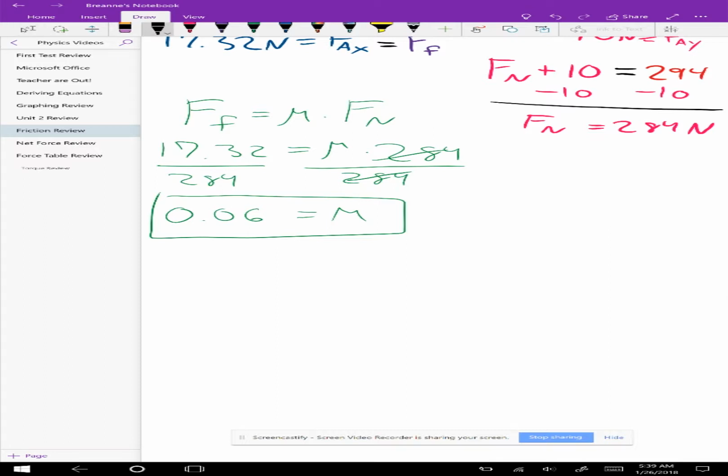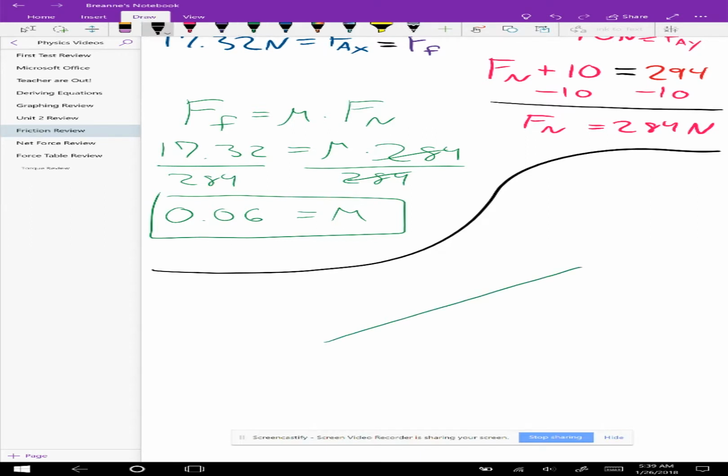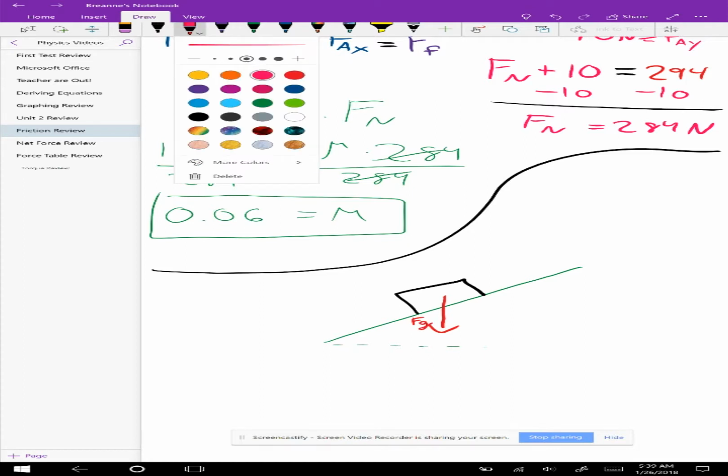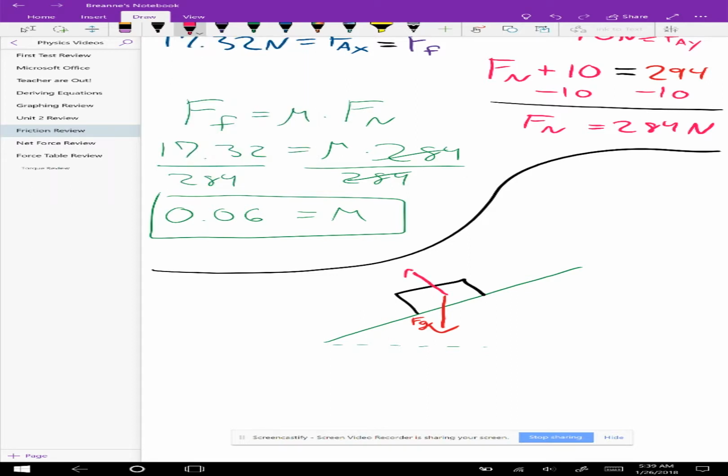Okay, so now let's do one going on an incline. So, it's on an incline. Again, you have your force of gravity goes straight down. It's on an incline, so now your force of normal has to stay perpendicular to the surface. So your force of normal stays perpendicular, so now it's kind of like at an angle. And naturally, if you think about things going down a hill, the object wants to move in this direction.